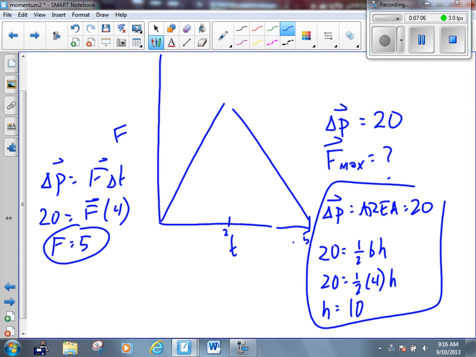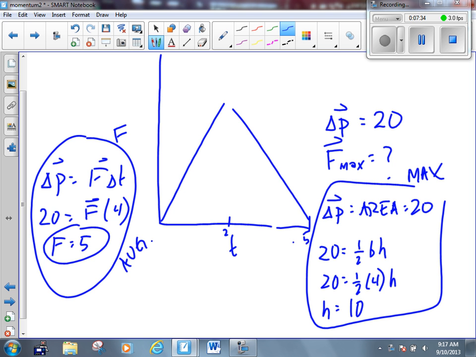Now, if you were asked for the average force as opposed to the maximum force, then we would do it exactly the way that you suggested. But if we're asked for the max force, in this case, it works to get the average and multiply it by 2. Sometimes it doesn't work to do that. It depends on the shape of the graph. So let's always just remember this. Max force, average force.